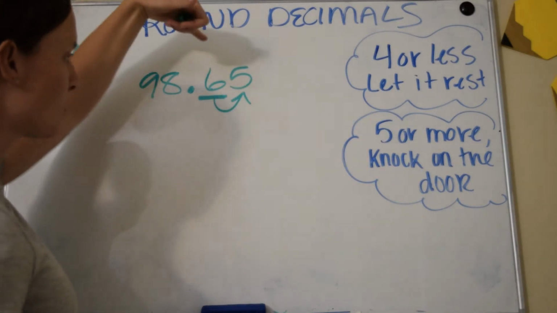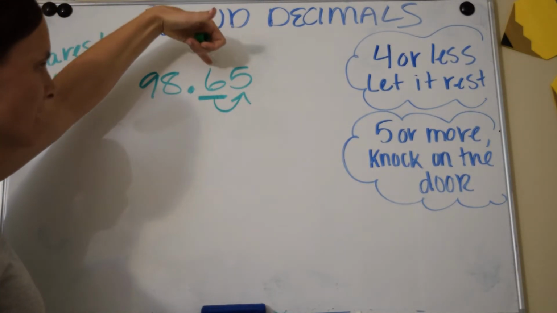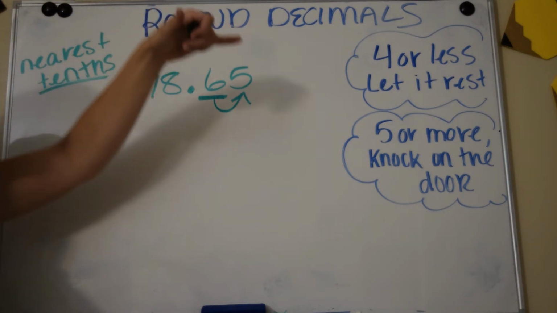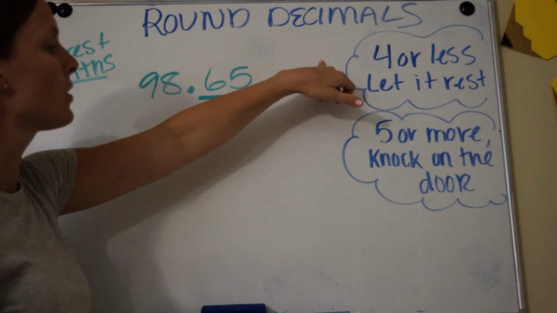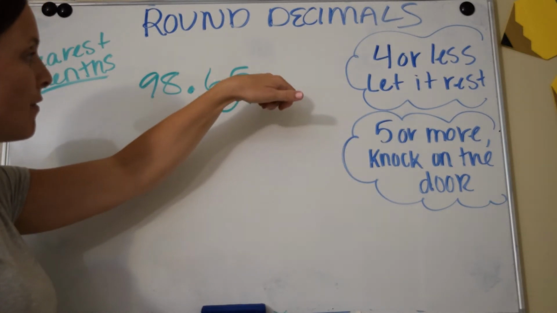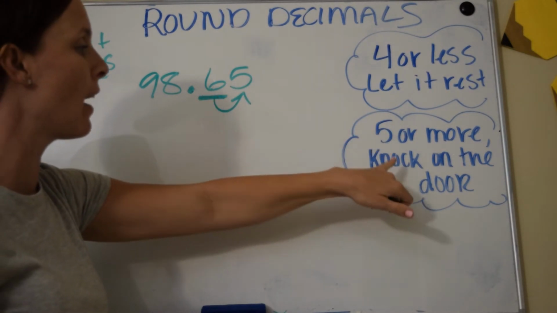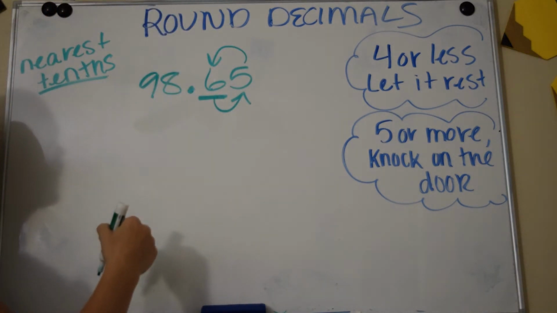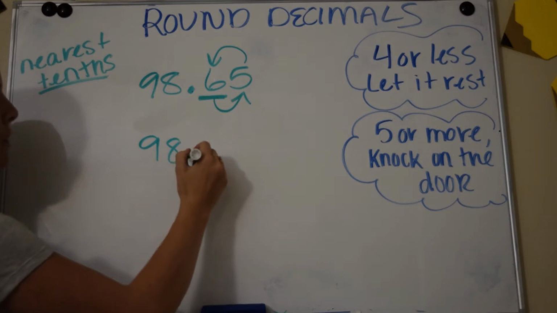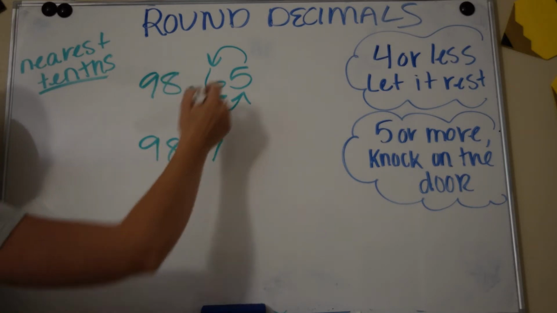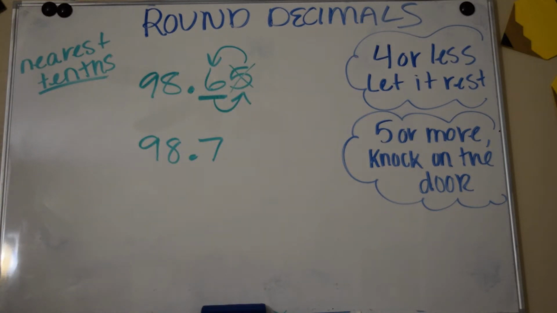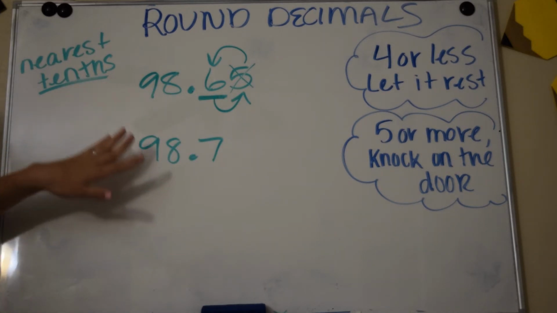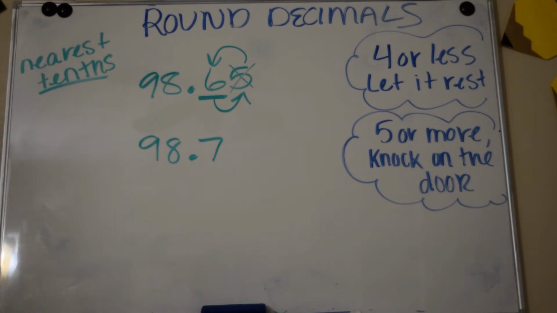And that's going to tell us what to do with that 6, because that's the digit that we're working with. We're either going to round it or it's going to stay the same. So is it 4 or less, or is it 5 or more? It's a 5. So because it's a 5, we knock on that door and we bump the 6 up to a 7. It goes up 1. So now it's 98.7, and we get rid of the 5 because that's what we got rid of as we rounded the tenths place. So this rounds to 98 and 7 tenths.